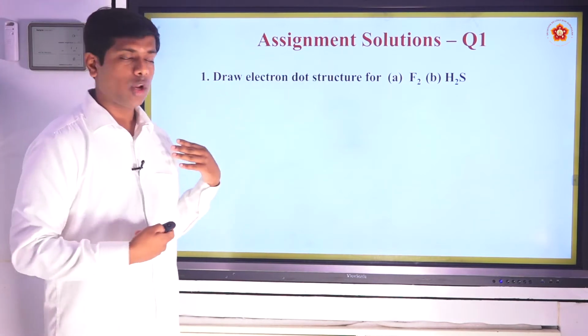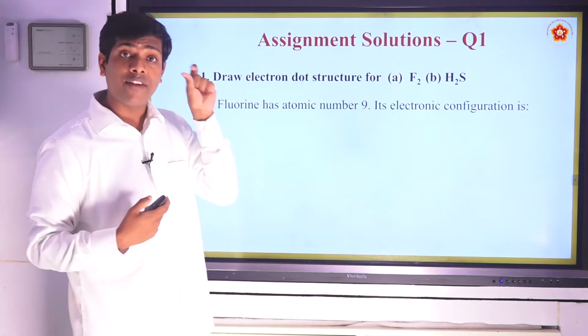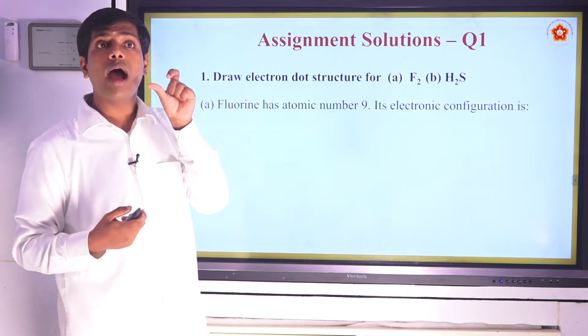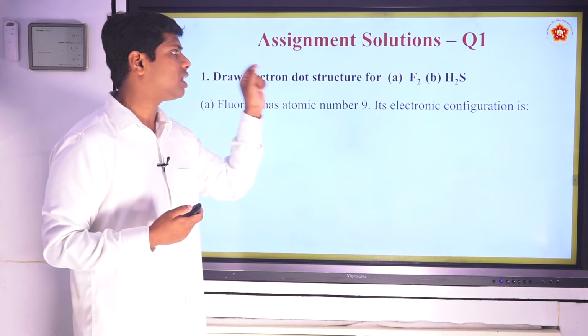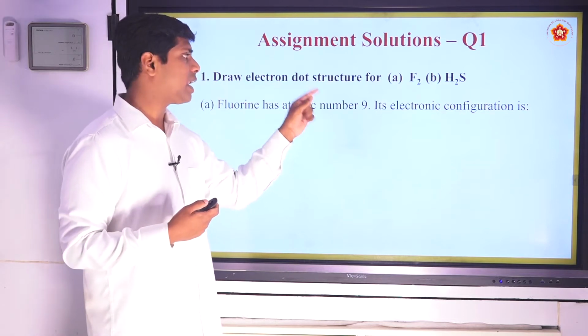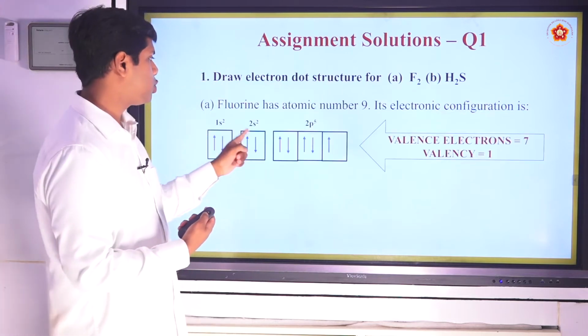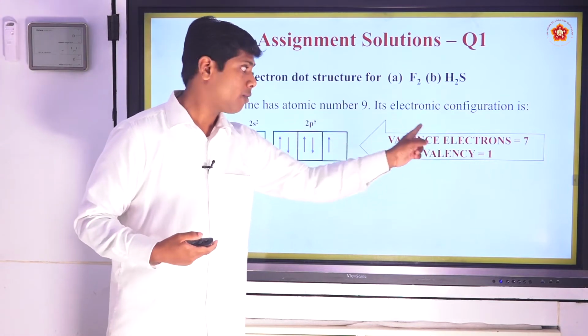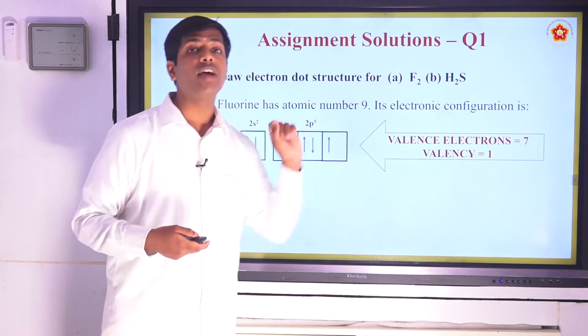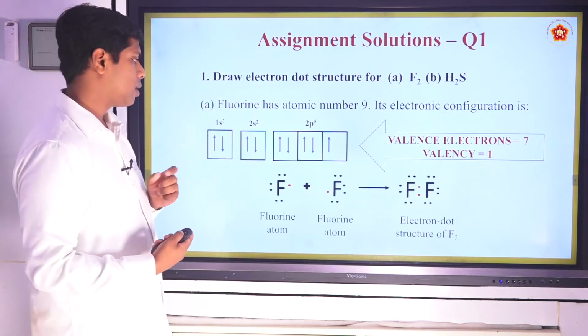Let us look at the F2 molecule. First, the F2 molecule is made up of two fluorine atoms, that you have to remember. First, you have to write the electronic configuration of fluorine, atomic number 9. Its electronic configuration is 1s2, 2s2, 2p5. How many valency? 1. How many valence electrons? There are 7 valence electrons.